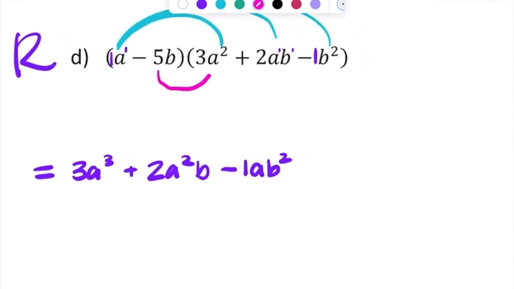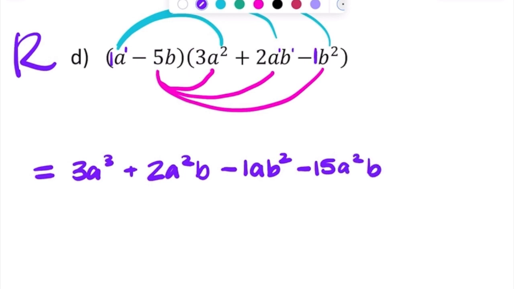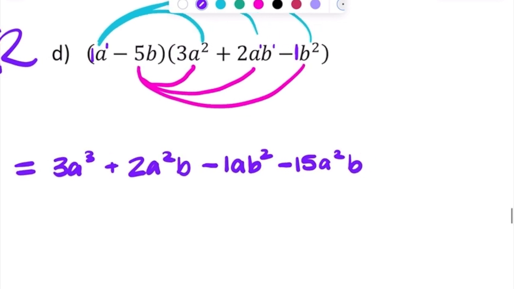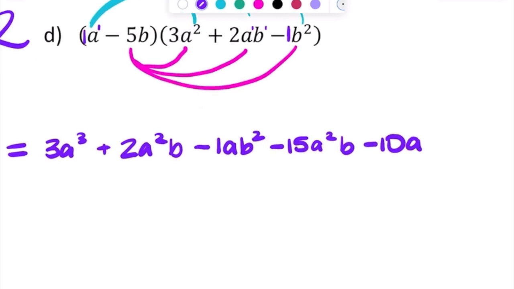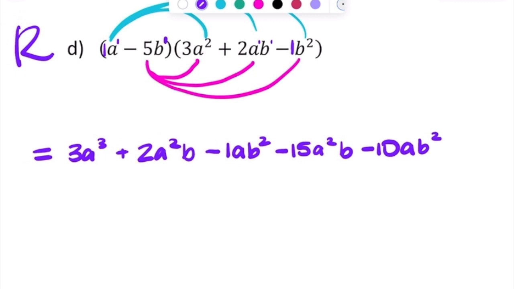All right, now that negative 5b also multiplies by everything in the second bracket. So I go negative 5 times positive 3 gives me negative 15. I go alphabetically, so A squared has nothing to multiply with. It stays there. B has nothing to multiply with, so it stays there as well. Negative 5 and 2 give me negative 10. A has nothing to multiply with, so it stays as an A. B and B could multiply to give me B squared. All right, last term, negative 5 and negative 1 give me a positive 5. B times B squared give me a B cubed.